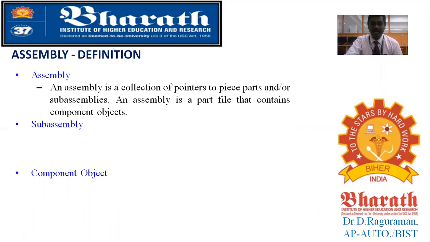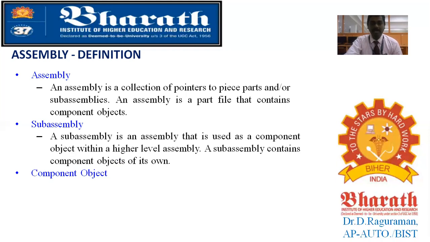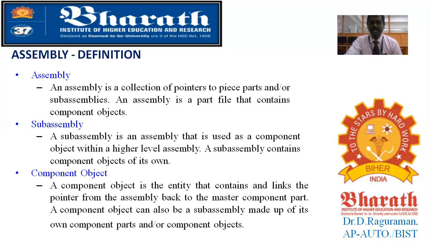As you saw in the previous slide, the engine components are an assembly product. Individual components get assembled so that it becomes a complete machine. That is a part file that contains a number of component objects, where you define the individual component part. A sub-assembly is an assembly that is used as a component object within a higher-level assembly, containing component objects of its own. A component object is the entity that contains and links the pointer from the assembly back to the master component part. A component object can also be a sub-assembly made of its own component parts and or component objects.